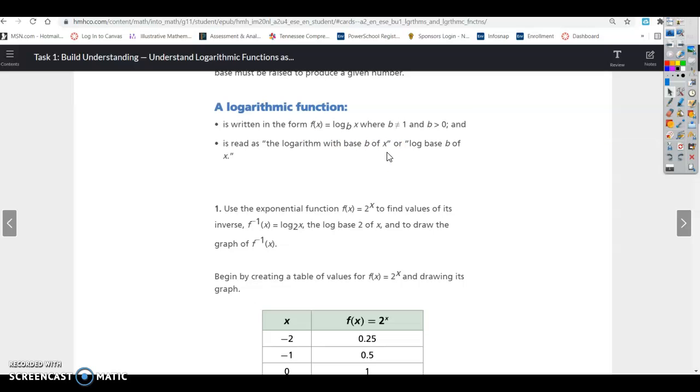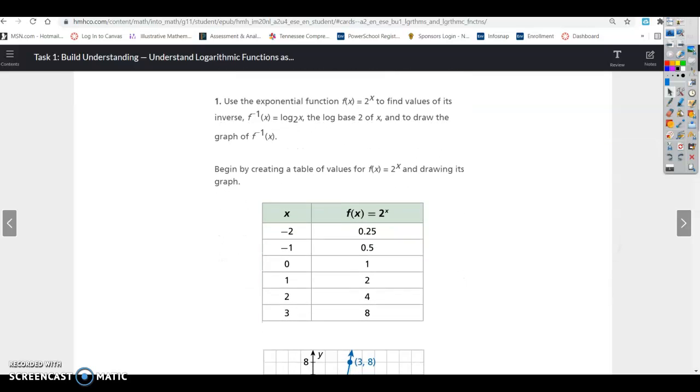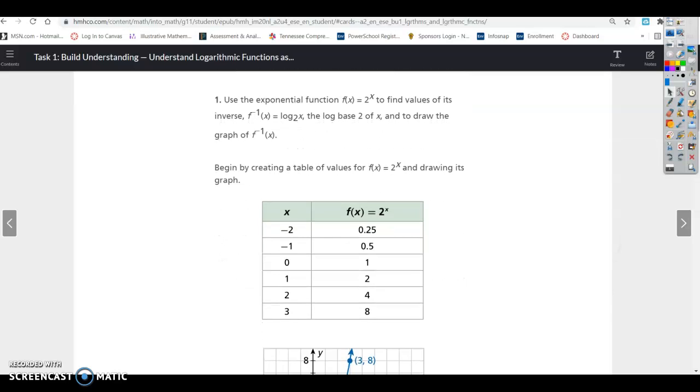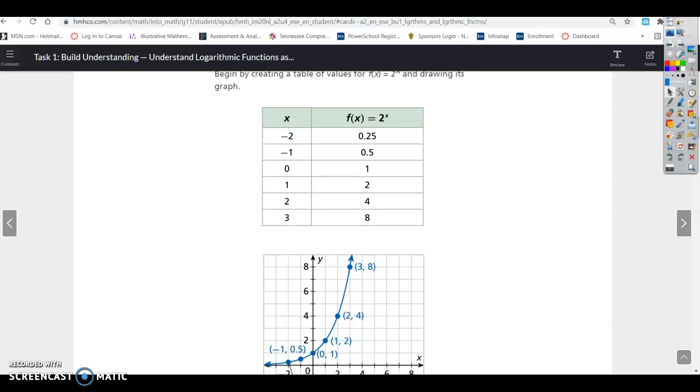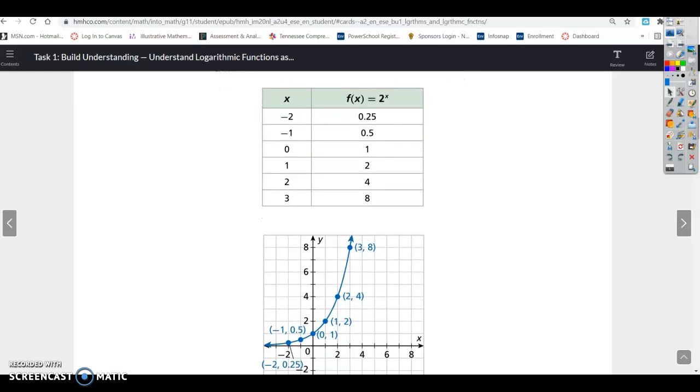All right, use the exponential function f of x equals 2 to the x to find values of its inverse. F inverse of x equals log base 2 of x, and to draw the graph of f inverse of x. Alright, let's first start by creating a table of values for f of x equals 2 to the x power and drawing its graph. Alright, so they've already done this for you.